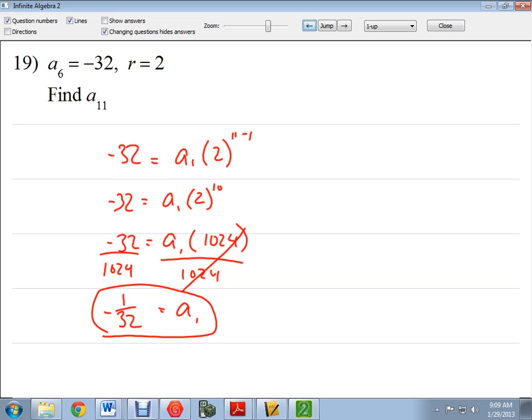Now we'll be able to use that a1 is negative 1/32 in the formula to find a11. Again, we can use other processes. We know a6 is negative 32. We are going to then find a11, so 7, 8, 9, 10, 11. It really would not be that difficult to do times 2, times 2, times 2, and so on and so forth to get from 6 to 11. But if they were farther apart, then it would be a little bit more difficult.